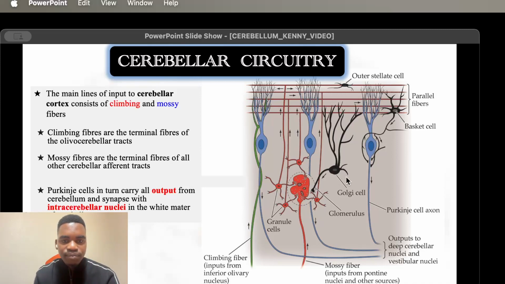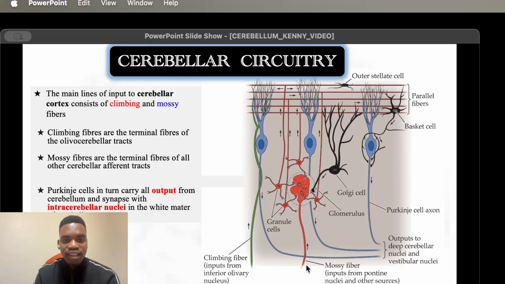And we said we had the climbing fiber. So this is the climbing fiber. It is parallel to the Purkinje fiber. We said this is input to the cerebellar cortex, and this input comes from the inferior olivary nucleus. So the input from the inferior olivary nucleus comes through the climbing fibers into the cerebellar cortex.